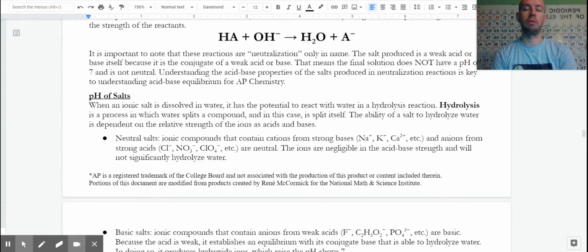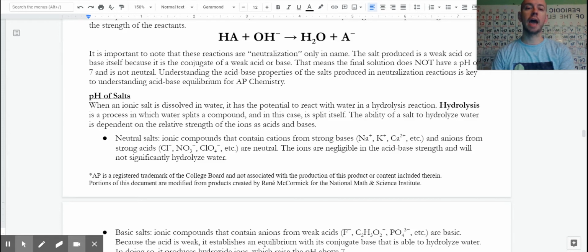Chloride is a great example. It's the conjugate base of HCl. Because HCl is so strong, Cl minus cannot accept a hydrogen ion back. That means that when you put Cl in water, it can't react with it, or it can't make the water break into hydrogens or hydroxides. Sodium is similar. It cannot go back with the hydroxide, making the water break back apart.